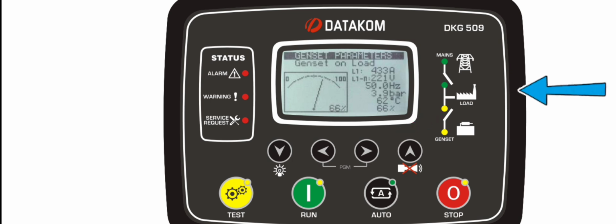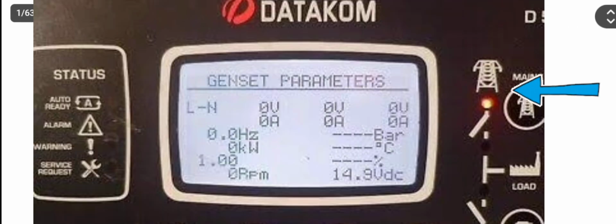shifted successfully. After that, if the main power comes back, the generator automatically shuts down after the pre cool down relay, and the main power indication is on and the load is shifted to the main power.